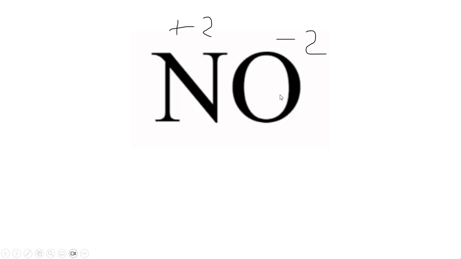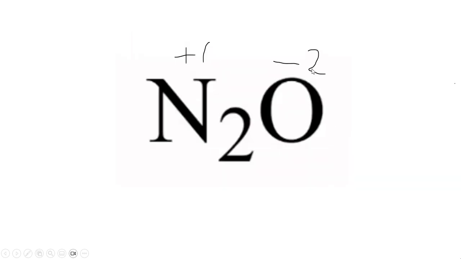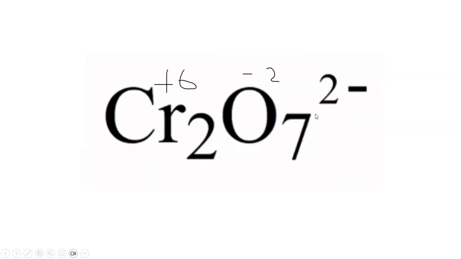So let's look at some examples. We've got NO, nitrogen and oxygen. I told you oxygen is always -2. So if oxygen is -2, and this is a neutral compound, it has to add up to 0, so N is going to be +2. Then for N2O, if it adds up to 0, N2 has to be +2, but that means there are two nitrogens, so one nitrogen would be +1. So the oxidation state of nitrogen is +1. 1 times 2 is 2, -2 is 0.